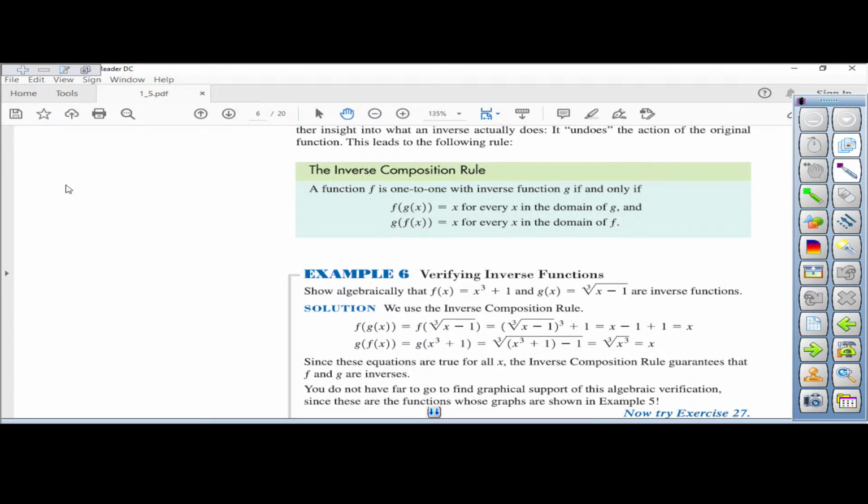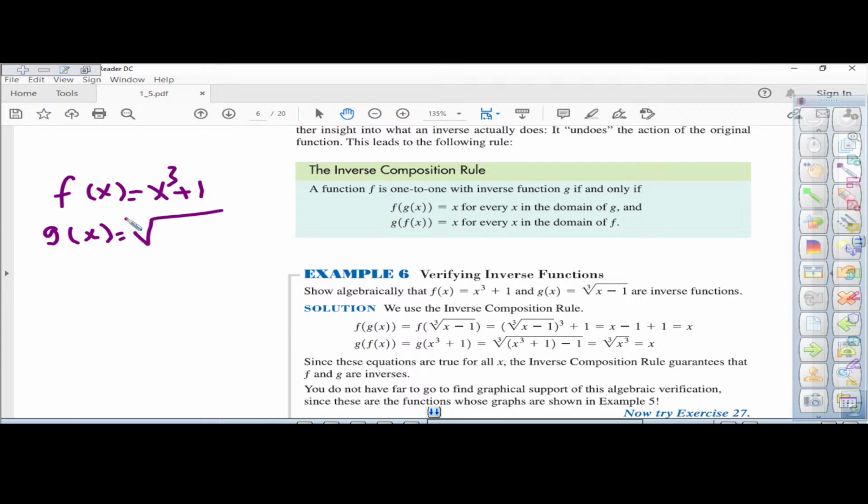So here's an example. It says f of x is x cubed plus 1, and the g of x is actually going to be the cubic root of x minus 1. Let's see if these are inverses. How do you check if these are inverses? Can somebody tell me? This is the third method. How do you check?